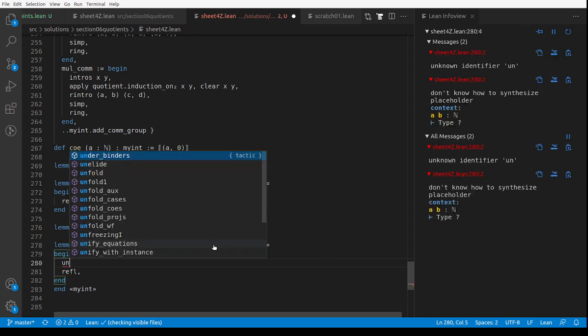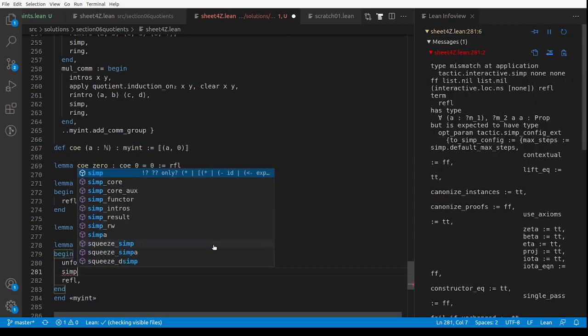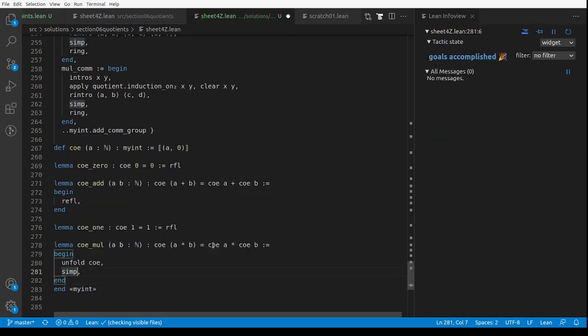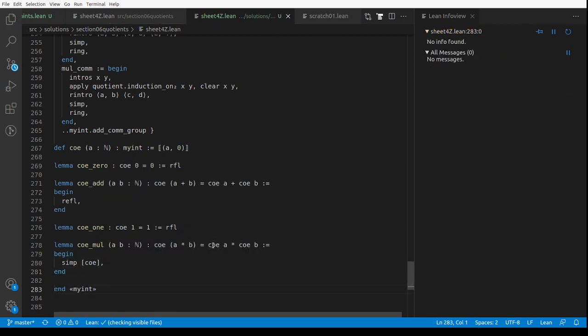I guess we could unfold coe, and then we could try simp, and we're done. So there we go. So we could probably do simp with coe. Is that a thing? Excellent. So there you go, and you can just keep going. You know, you define prime numbers. You can do whatever you like. You can just make mathematics. I think it's great. Thanks for watching.